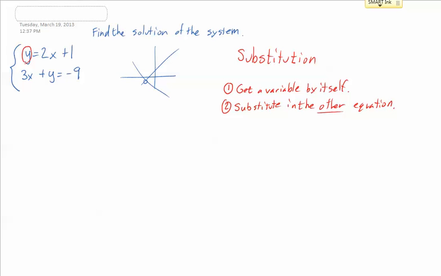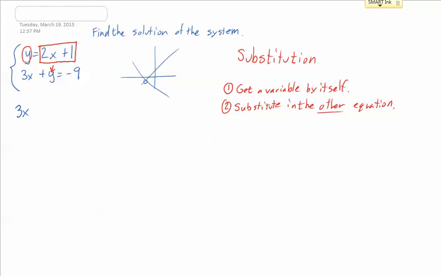So what we're going to do, we're going to take this 2x plus 1. 2x plus 1 is equal to y. Now, if 2x plus 1 is equal to y, that means that y can be substituted with the 2x plus 1. So in this other equation, anywhere where I have a y, I'm going to write 2x plus 1. So I'm going to rewrite this equation now as 3x. I'm copying it down exactly as it is here.